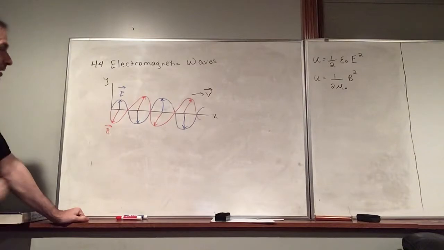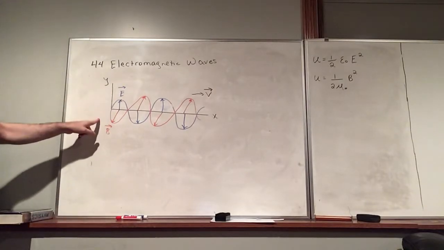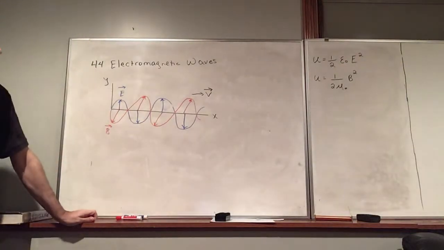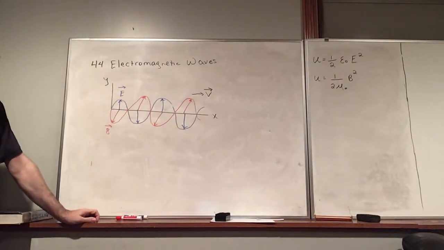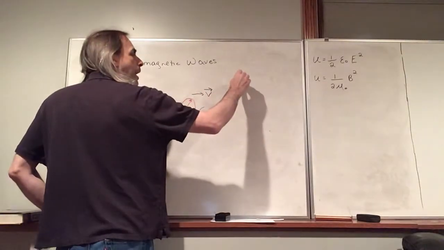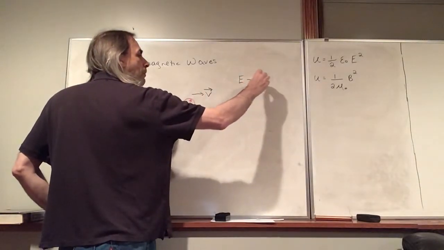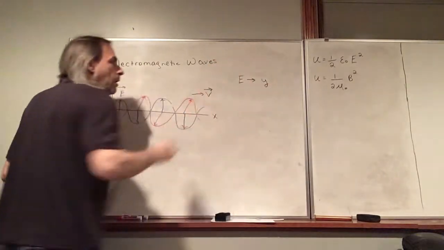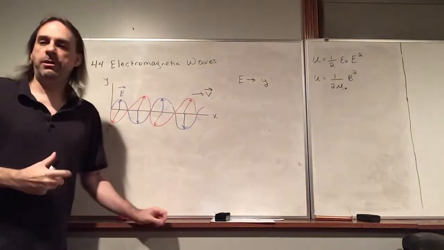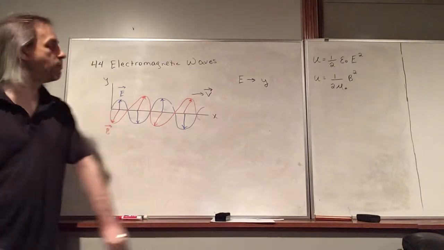Now we have three vectors here: the electric field, magnetic field, and velocity, and they're all perpendicular to each other. So the way I drew it, the electric field is in the y direction. So it oscillates. This picture I drew would just be what it would look like at one moment in time.